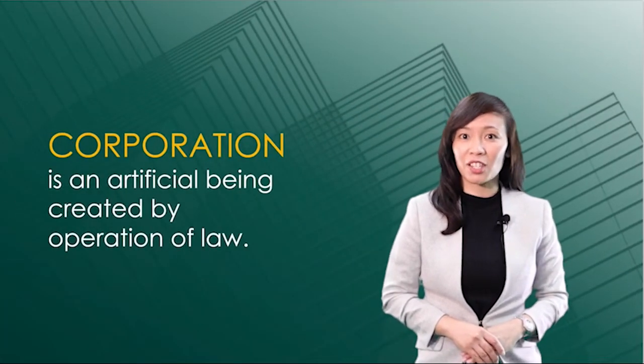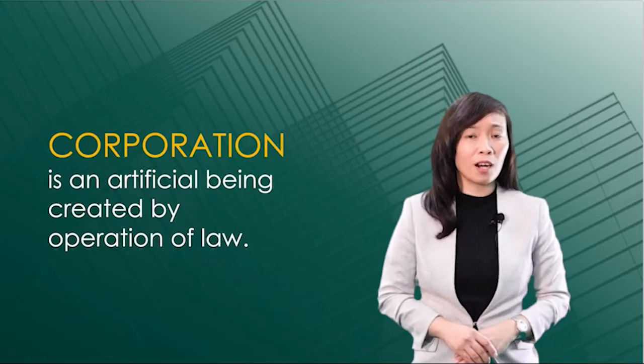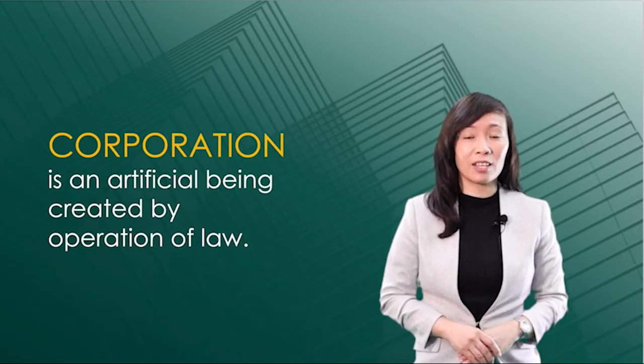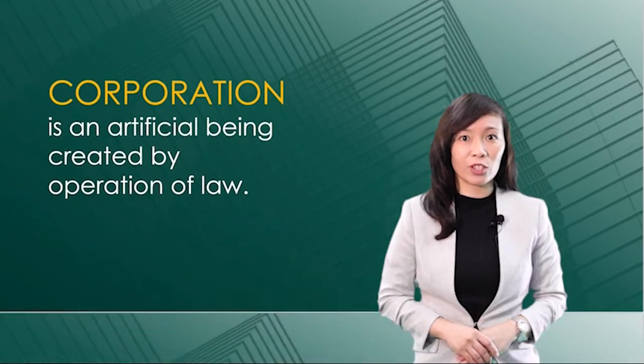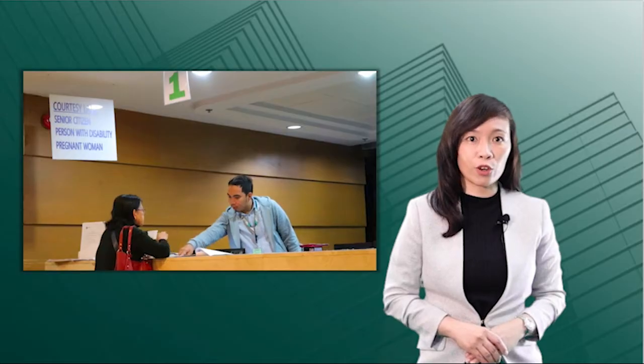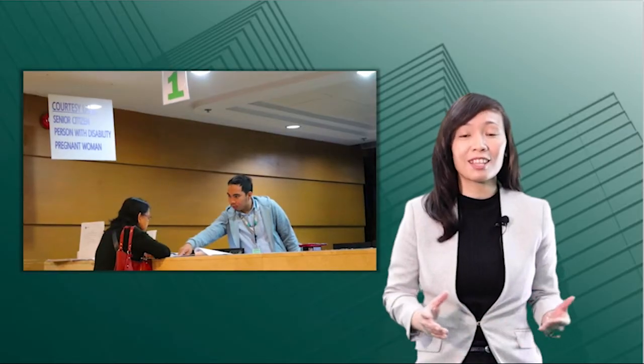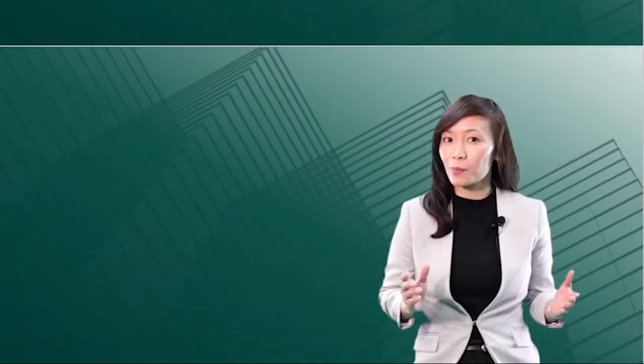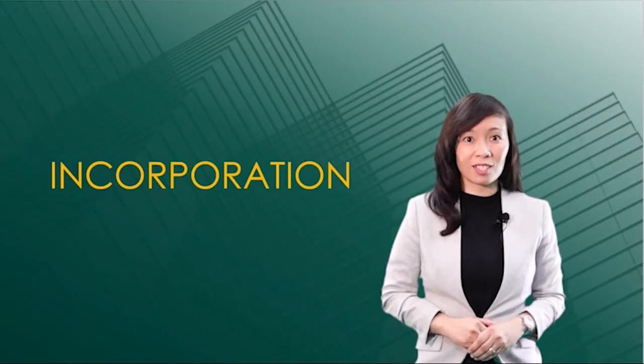You now know that a corporation is an artificial being created by operation of law. A corporation cannot be created by mere agreement of the parties. There has to be an application for incorporation filed with the Securities and Exchange Commission, or SEC. The SEC has to grant the application before the corporation starts to breathe life. Creating a corporation, therefore, involves a formal process. This process is called incorporation.